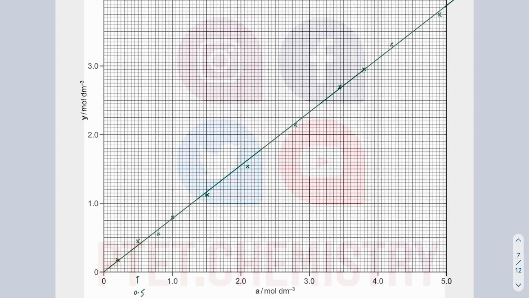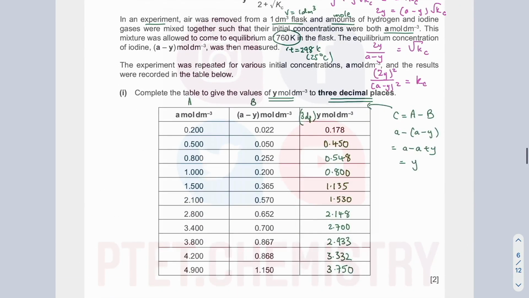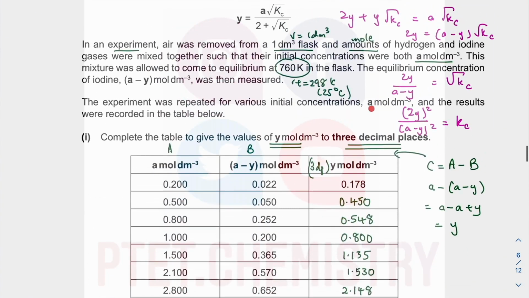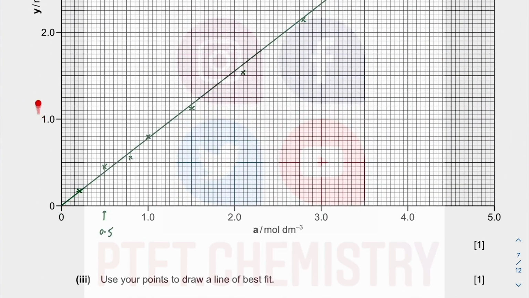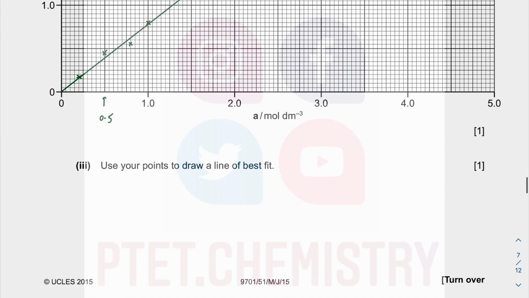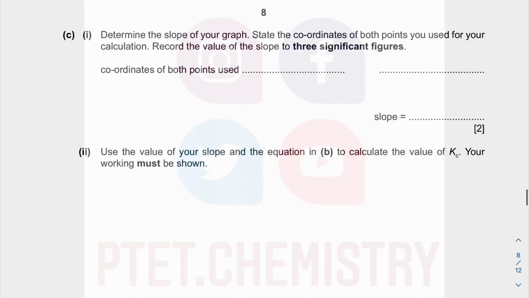Some of the points are going to deviate slightly, but when there is no A, and your A was your initial concentration, if you don't put anything in, how can you get anything out at all? That's why I cut through 0, 0, but we don't put a cross there because it's not a point on the table. So draw a line of best fit, which I just did.